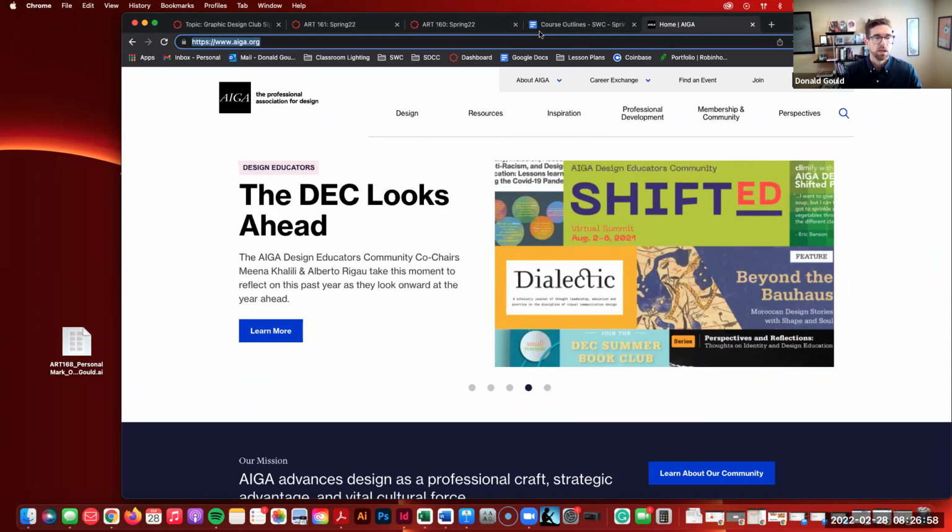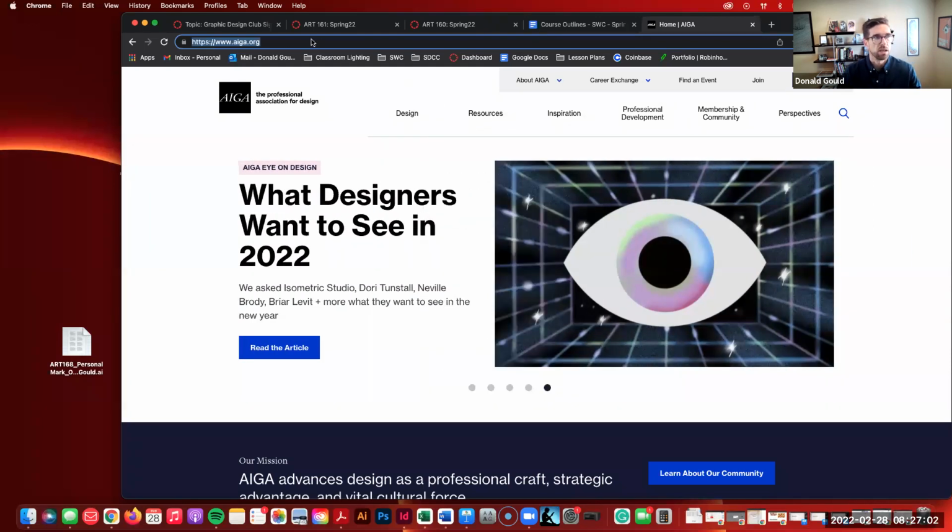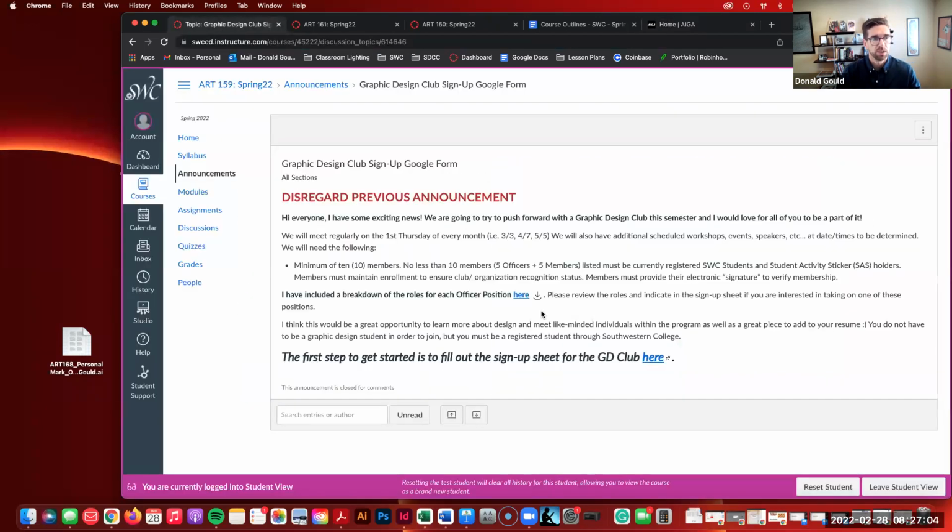But there is no cost to the graphic design club. It's a simple sign up that you guys would do. There's a link to it right here at the very bottom. The thing that needs to happen to make this club work is we need to have at least 10 members inside the club and at least 5 officers. There are some details about those officer positions here.